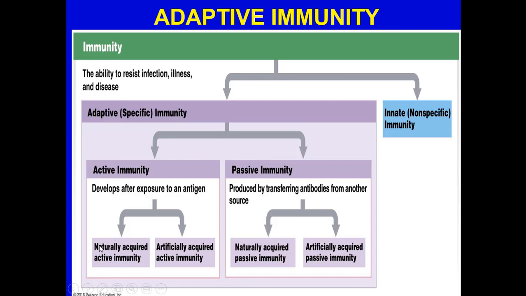It can be naturally acquired. You get the flu. Afterwards, you have antibodies against that particular flu virus. You can get it artificially if you get the flu vaccine. Your immune system will be prepped against the flu. Now, passive is produced by transferring antibodies from another source.